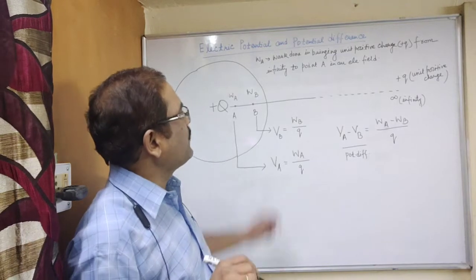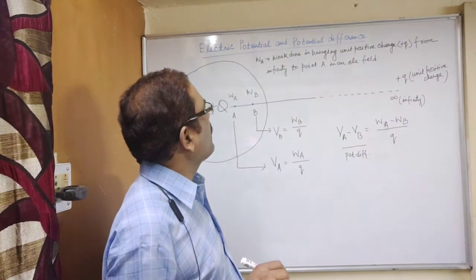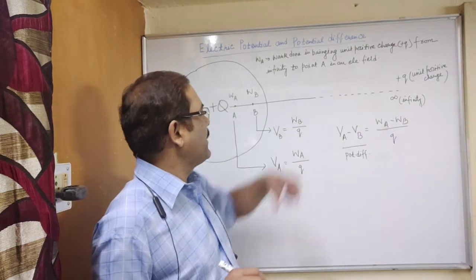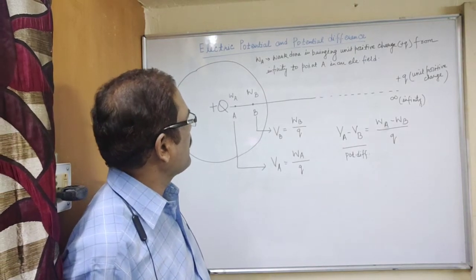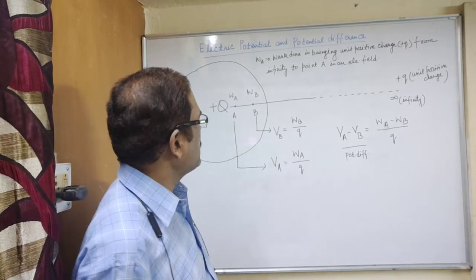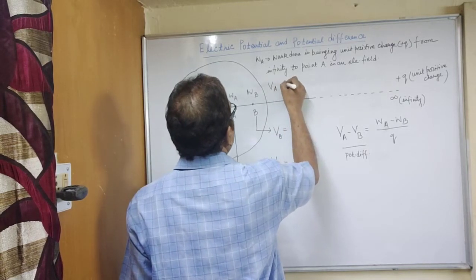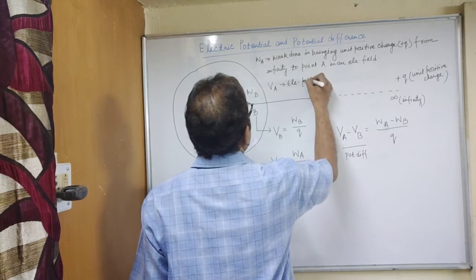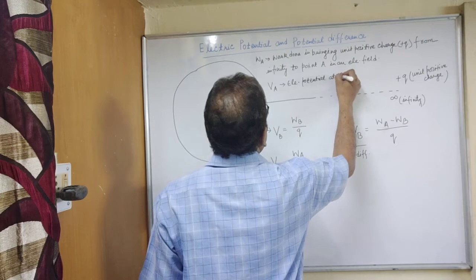Similarly, you can write WB is the work done in bringing unit positive charge from infinity to point B. The difference will be point B. VA is electric potential at point A.